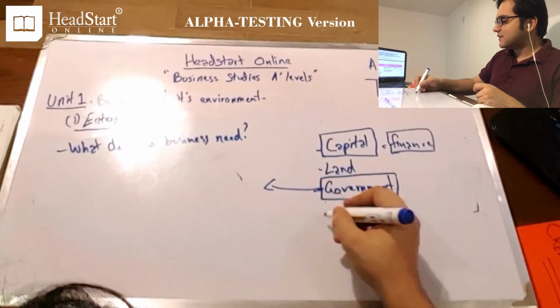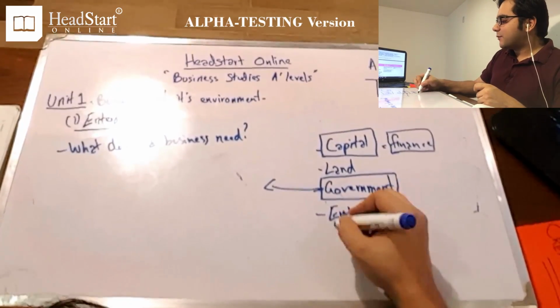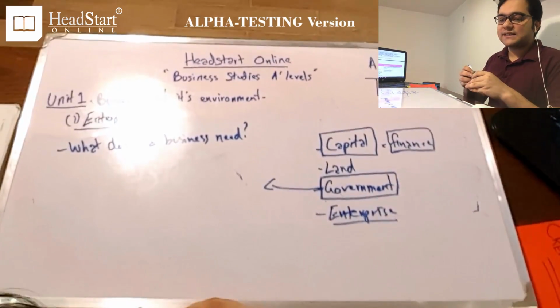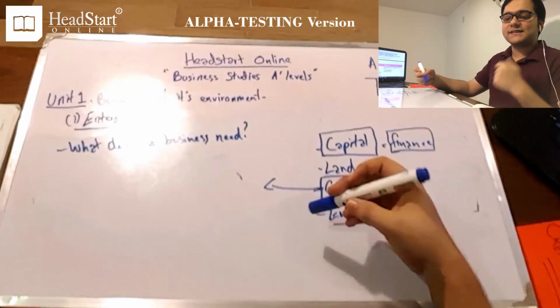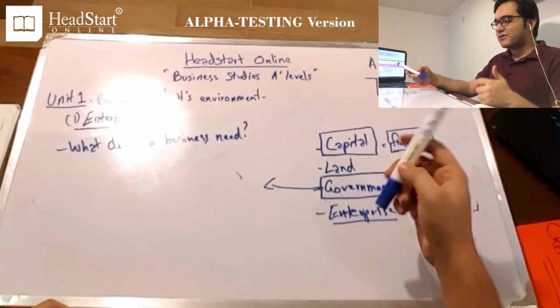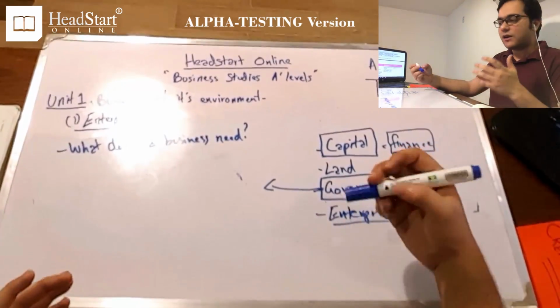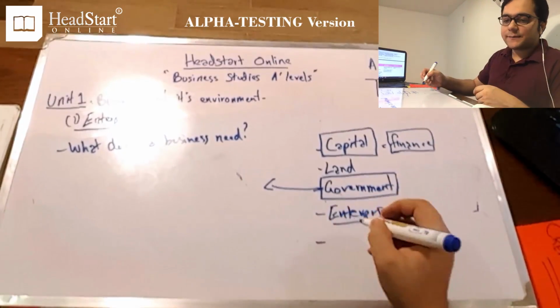Obviously, the next thing a business needs is enterprise, the thing we're studying right now. Enterprise is management. Enterprise is the people that make up a company. Enterprise is the risk takers, the decision makers, the people who are going to run the organization, the people who decide what to sell, what not to sell, what cost to sell it at and everything. So a company needs enterprise.